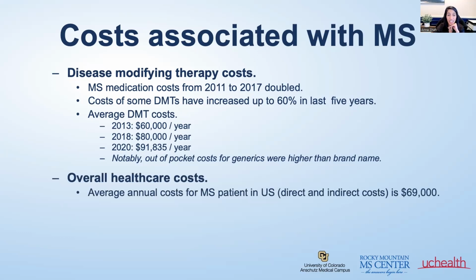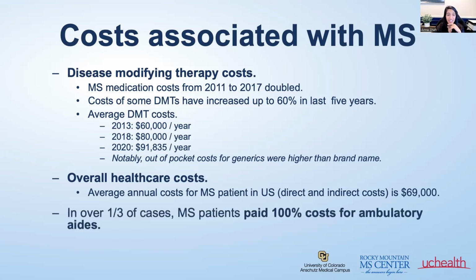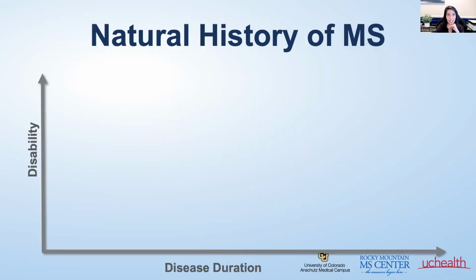We know the average healthcare costs, both indirect and direct costs, are estimated around $69,000. Now, this estimate, again, is from a few years ago. I would not be astonished if these numbers were continuing to climb. And in about 1/3 of cases, MS patients paid 100% of the cost for their ambulatory aids. And so again, just things for us on the healthcare provider side to always keep in mind.